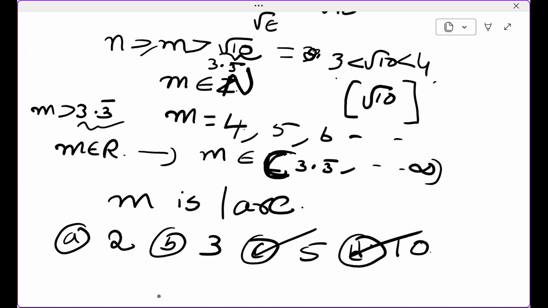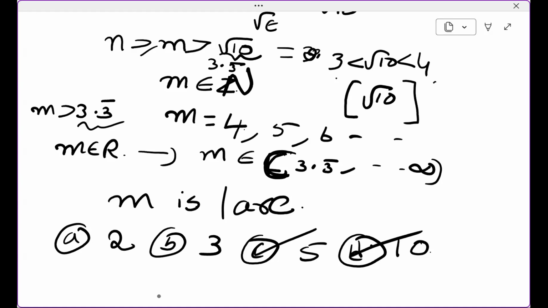That is the answer. So in some textbooks, in the international editions, they take M as a natural number. In our Indian edition, some editions, they take it as a real number. Whatever it may be, formulate the relation. Look at the options. Among the options, whichever satisfies this is the requirement. Among them, 3 is not greater than 3.3, 5 is greater than root 10, 10 is greater. So these are the options. This is how we can predict M.